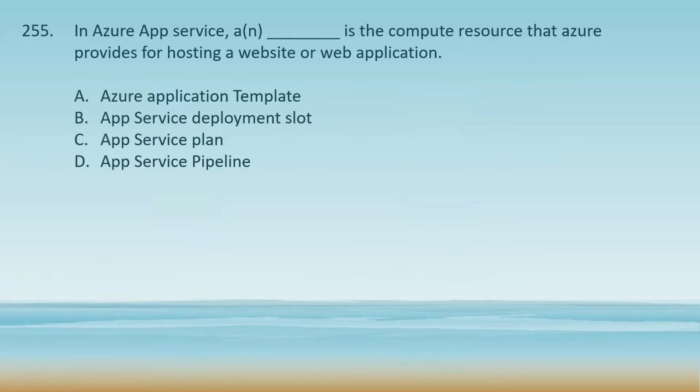Question number 255. In Azure App Service, a or an dash is the compute resource that Azure provides for hosting a website or web application. And your options are Azure Application Template, App Service Deployment Slot, App Service Plan, App Service Pipeline. And the correct answer here is option C, App Service Plan.